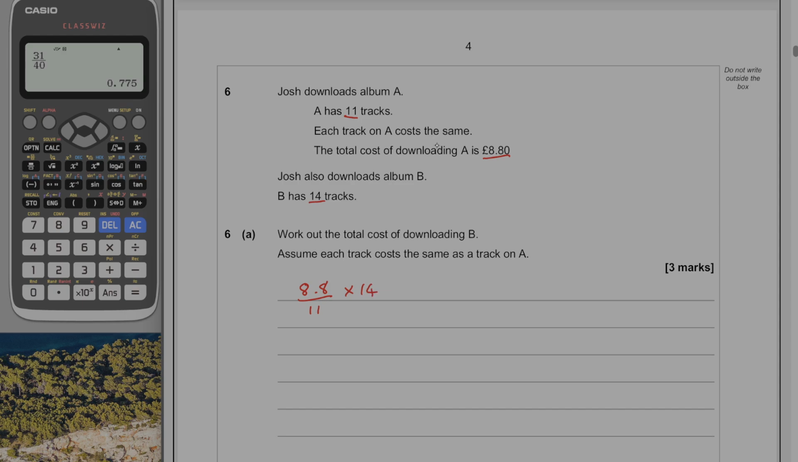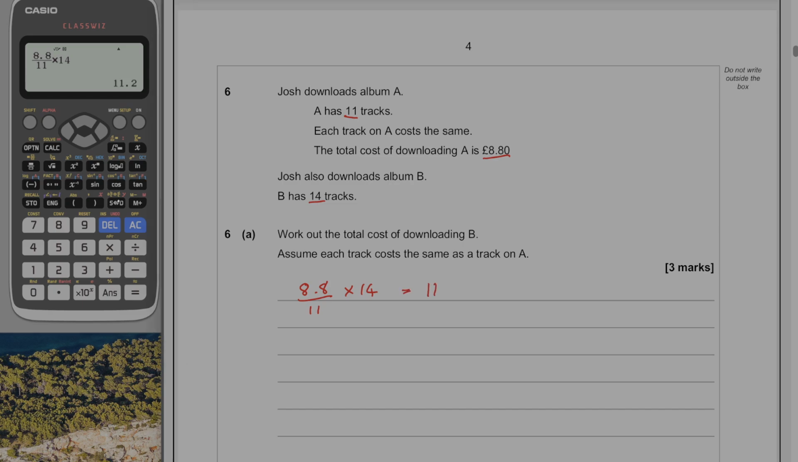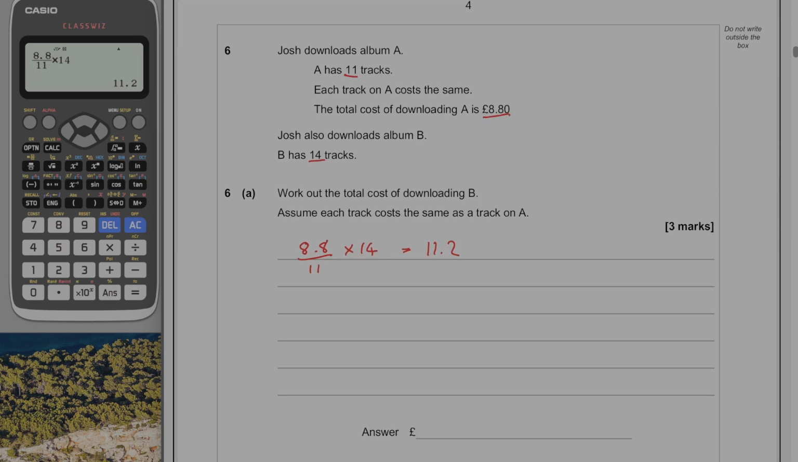And I can type that in just like that on my calculator. If you've done it as 2 separate steps, that's absolutely fine. So as a decimal, that's going to be £11.2, which is going to be a price of £11.20.